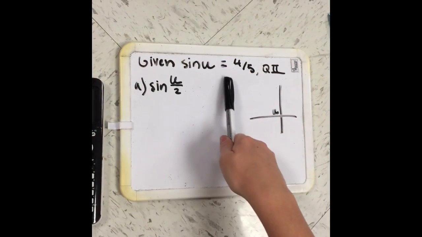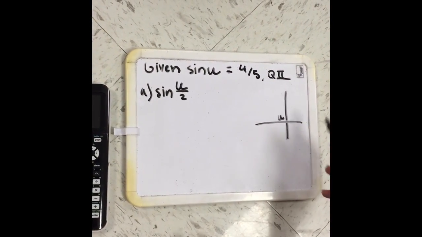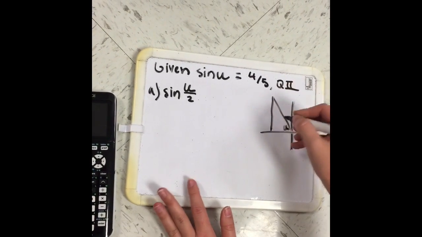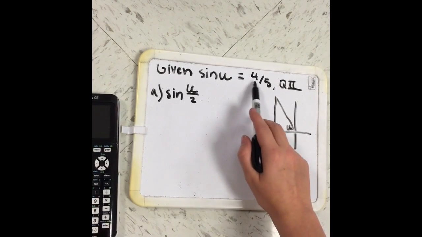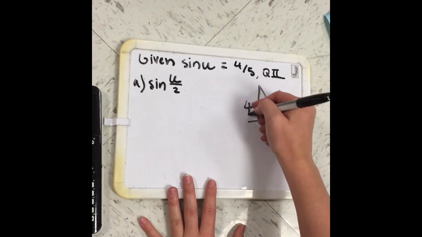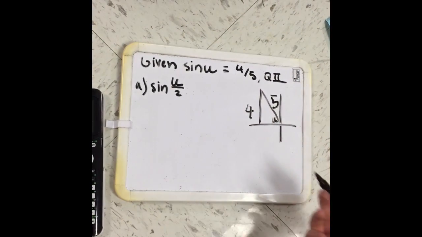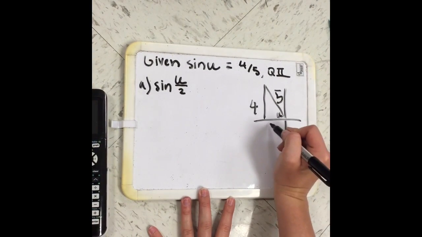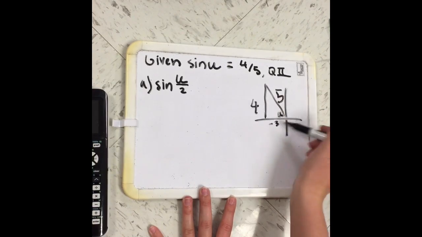Since you're given sine u equals 4 over 5 and it's in quadrant 2, you know to put your angle u here and you can draw your triangle from there. Since it's sine, you know that it's going to be opposite over hypotenuse, so we can put a 4 and a 5 here. And because it's the 3, 4, 5 triangle, we can put our negative 3 here because this side is negative.